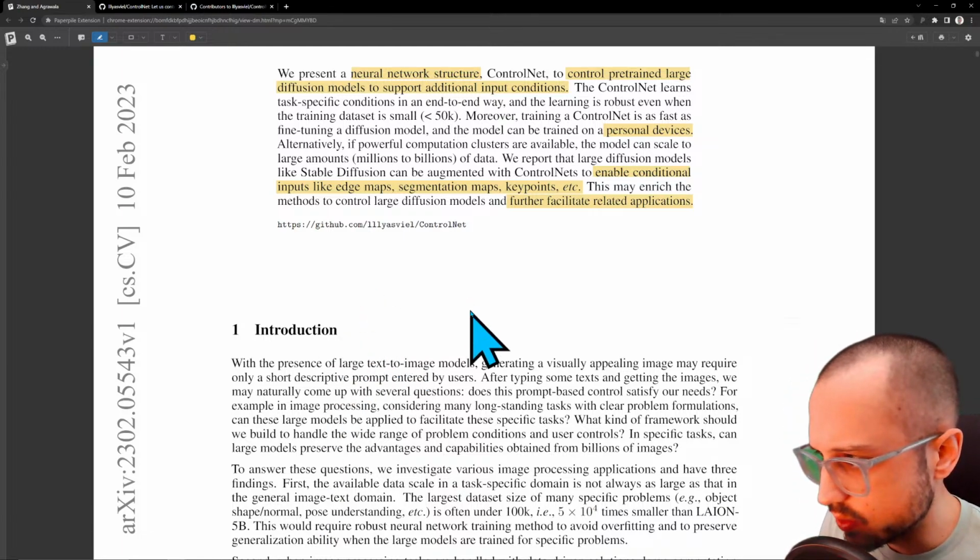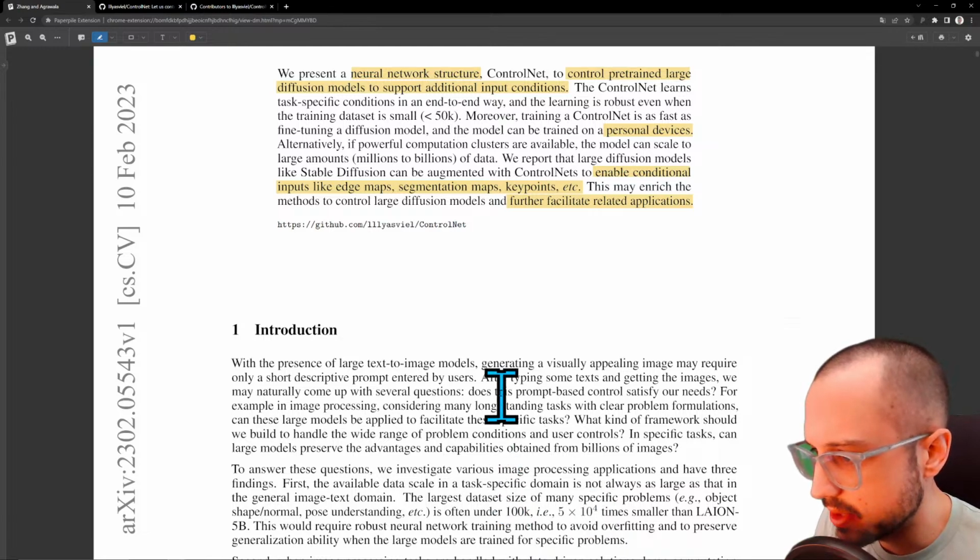All right. So with the presence of large text-to-image models, generating a visually appealing image may require only a short descriptive prompt. After typing some text and getting the images, we may naturally come up with several questions. Does this prompt-based control satisfy our needs?